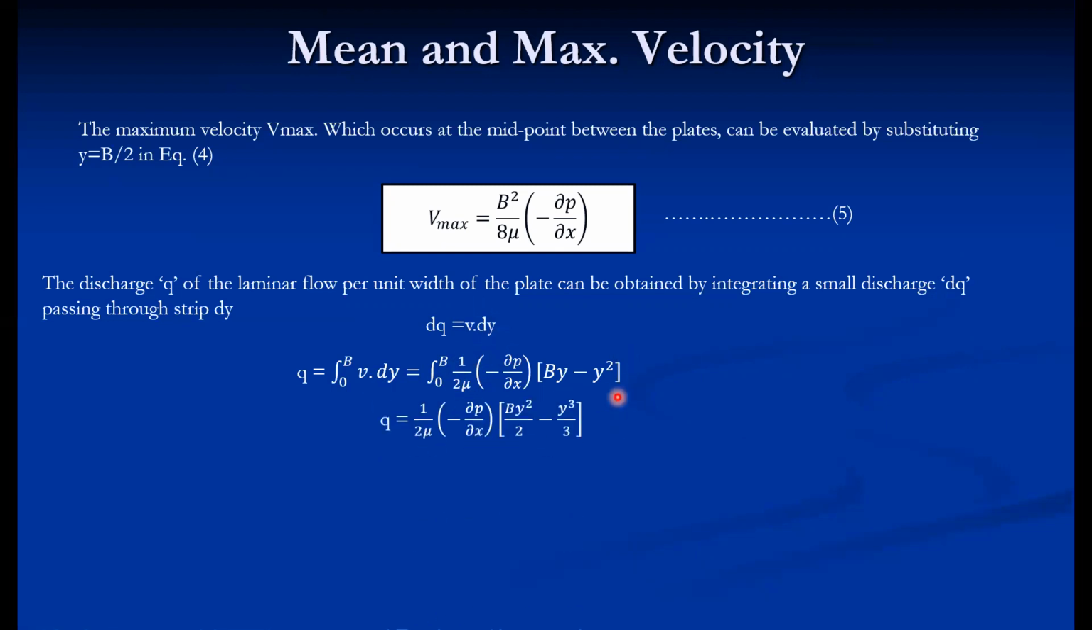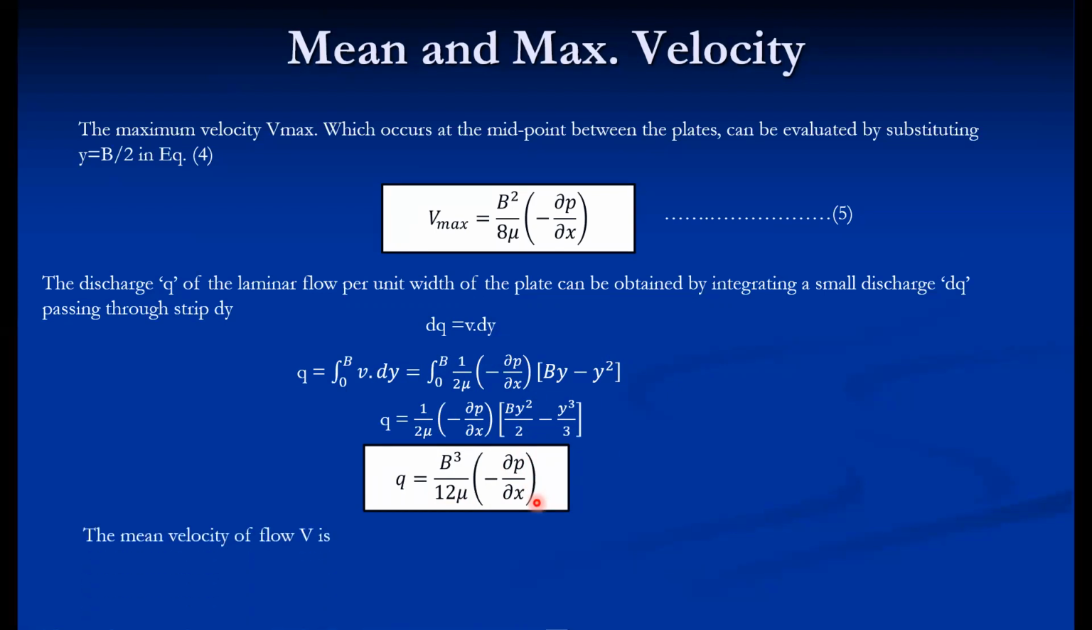Now, after integration, we have the integration of y is y squared by 2, and y cubed by 3, and putting the limits of the integration, that is b, the bracket term we get is b cubed by 6. 6 multiplied by 2 is 12. So b cubed by 12 mu in bracket minus ∂p/∂x. So this is the discharge.